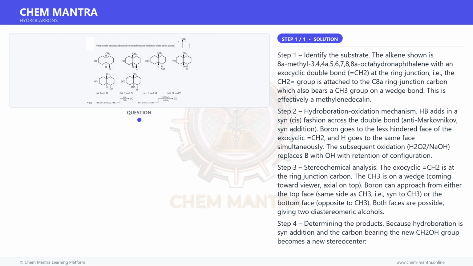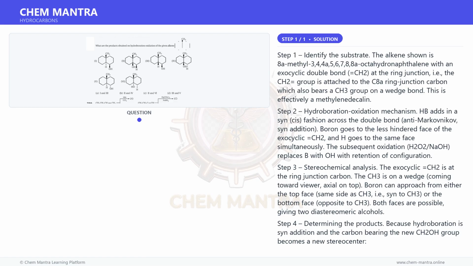Step 3. Stereochemical analysis. The exocyclic =CH2 is at the ring junction carbon. The CH3 is on a wedge, coming toward the viewer, axial on top. Boron can approach from either the top face, same side as CH3, i.e., syn to CH3, or the bottom face, opposite to CH3. Both faces are possible, giving two diastereomeric alcohols.